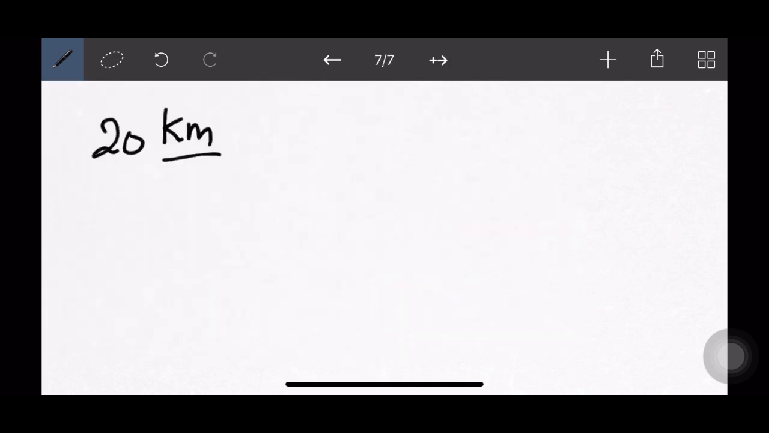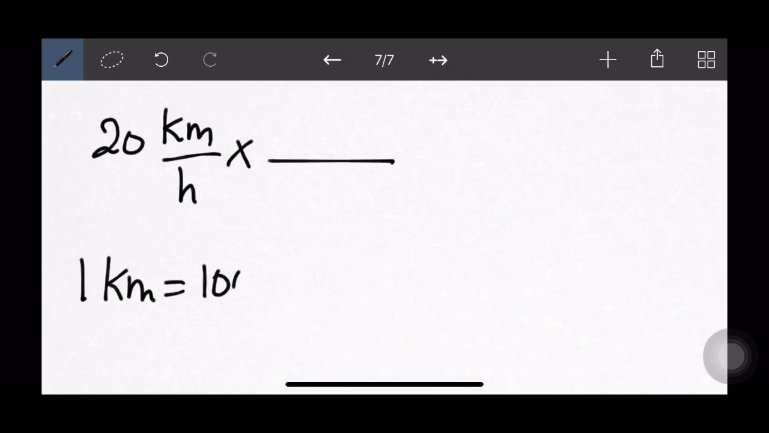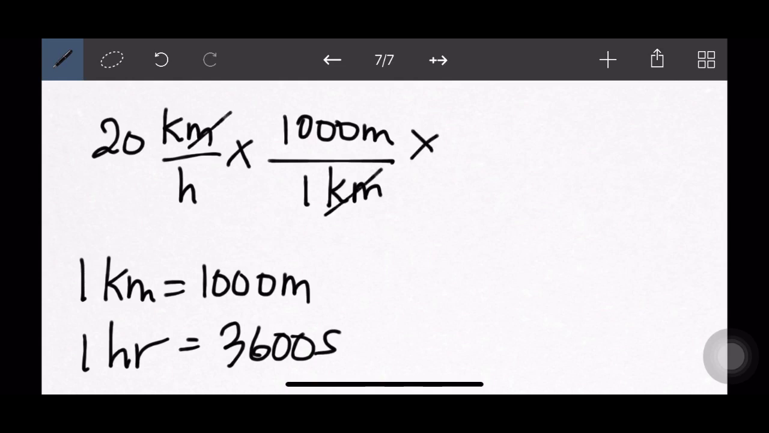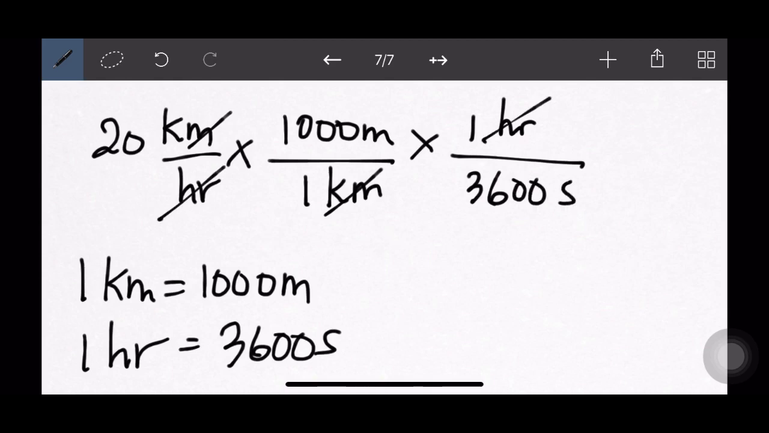So 20 kilometers per hour. We know that in 1 kilometer we have 1000 meters, and in 1 hour we have 3600 seconds. So 1 km here is 1000 meters, so we can cancel the kilometers. In 1 hour, we also have here 3600 seconds. So cancel. So the value for final velocity in meters per second is 5.56 meters per second.